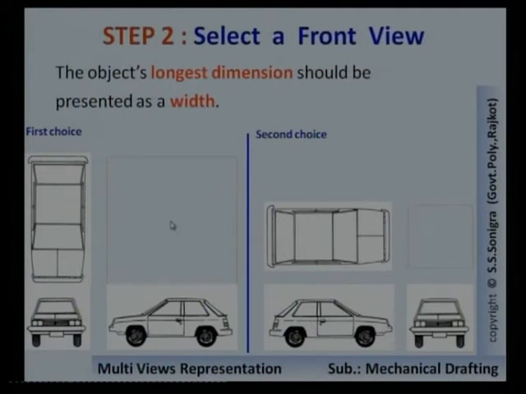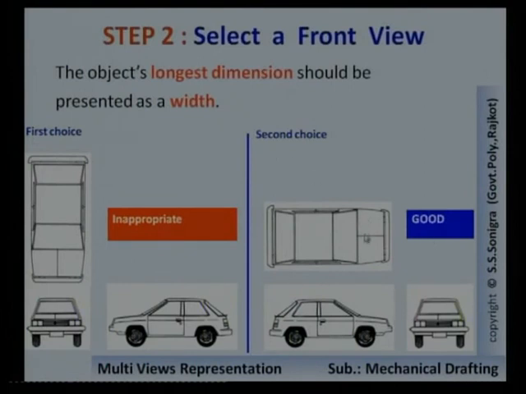Why? You can see here, if we select the first choice, then this is the space which remained vacant. So more space is wasted over here. If we select the second choice, less space is wasted over here. So this wastage is a very small area, so we have to go for this second choice. Hence, the front view should be given the more width. Wherever width is higher, we should select it as a front view. This is inappropriate, and this is a good selection of various views.